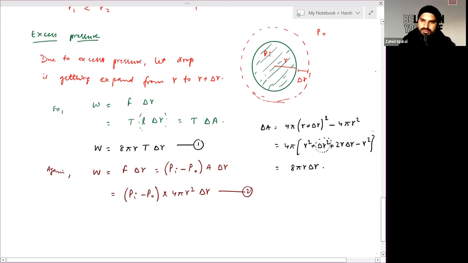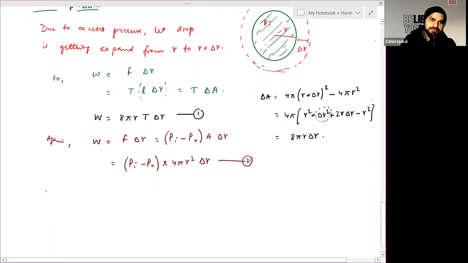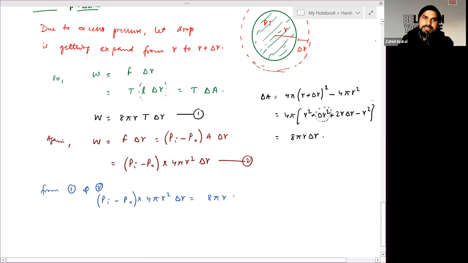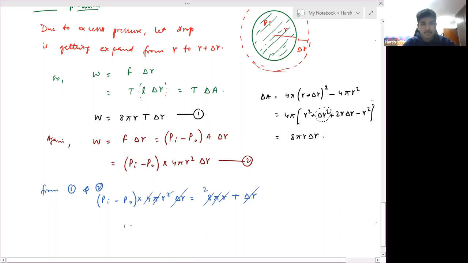Now just compare equation first and second. We have the same quantity, work done, in both equations. So on comparing, we can say (Pi minus P naught) multiplied by 4 pi r squared times delta r equals 8 pi r t times delta r. So delta r cancels out, and 4 pi r cancels out on both sides, leaving 2. So Pi minus P naught will be equal to 2t by r.